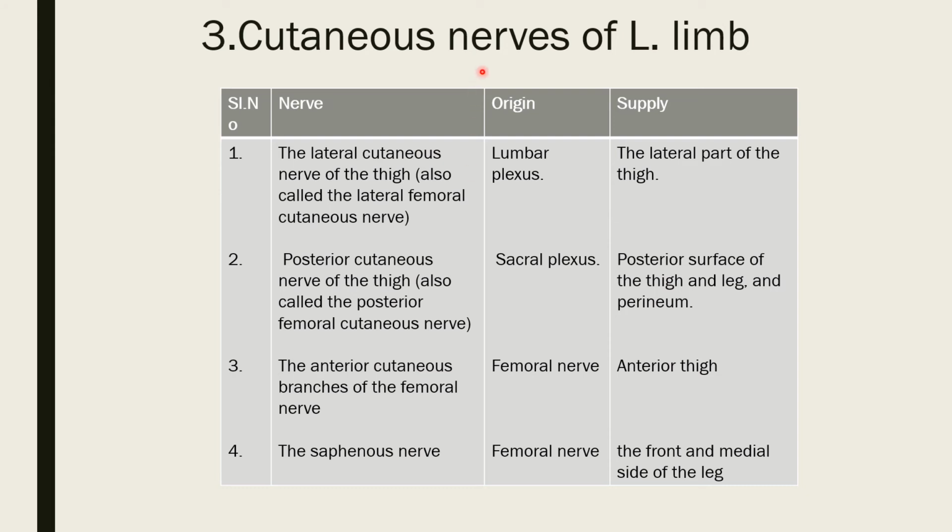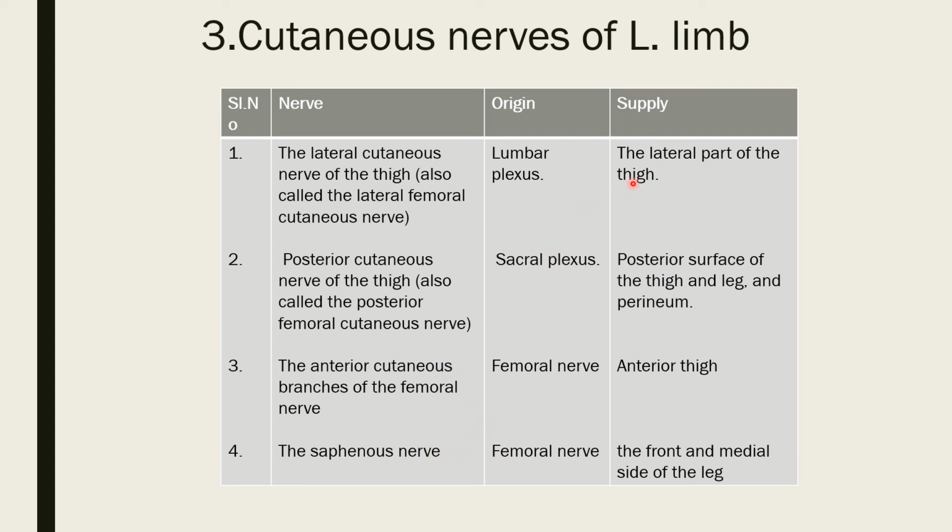Coming to the cutaneous nerves of the lower limb, they are 4 in number: lateral cutaneous nerve of thigh, posterior cutaneous nerve of thigh, anterior cutaneous branches of femoral nerve, and the saphenous nerve. The lateral cutaneous is from the lumbar plexus, posterior cutaneous is from the sacral plexus, and the femoral nerve gives rise to, or branches out into, anterior cutaneous and saphenous nerve.